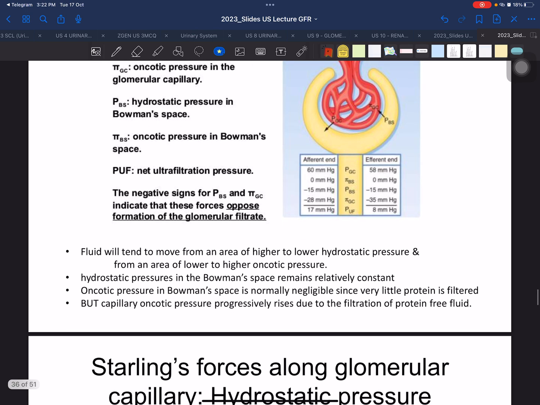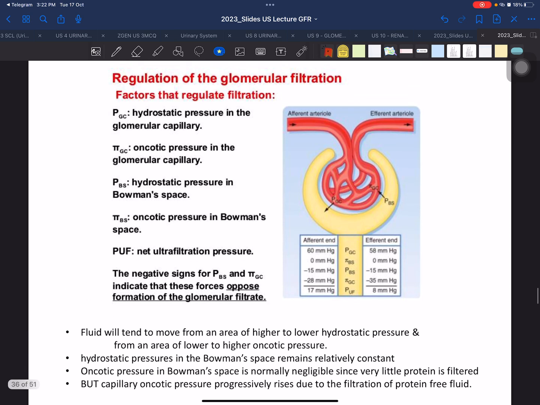Basically, what we want to tell you here is that fluid will tend to move from an area of higher to lower hydrostatic pressure, and from an area of lower to higher oncotic pressure. The hydrostatic pressure in the Bowman space remains relatively constant, from afferent to efferent. The oncotic pressure in the Bowman space is normally negligible because very little protein is filtered, so it is not much affected in value.